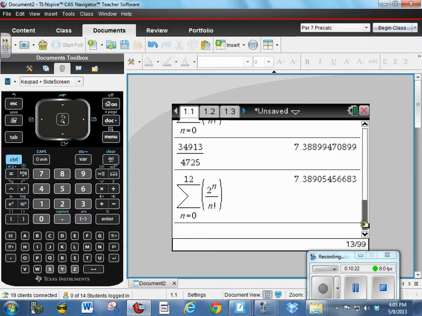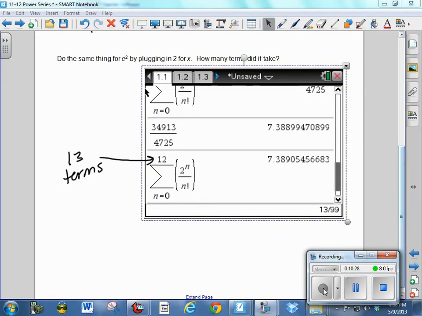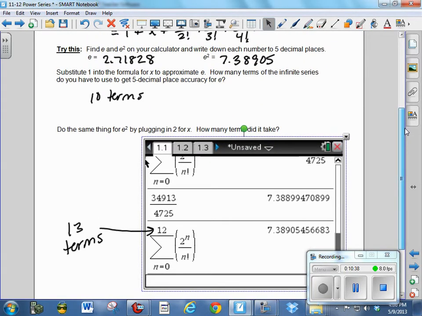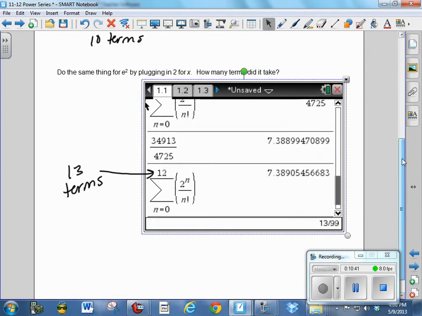Yep. So it took 12 terms this time to get 7.38905. Actually, I take that back. That's 13 terms. When you go from 0 to 12, you've done 13 terms. So it took 13 terms. It turns out the bigger that x is, so if I raise e to a higher power, it's going to take more terms to get a higher decimal place accuracy. And we're going to look at a graph to kind of see why that is.